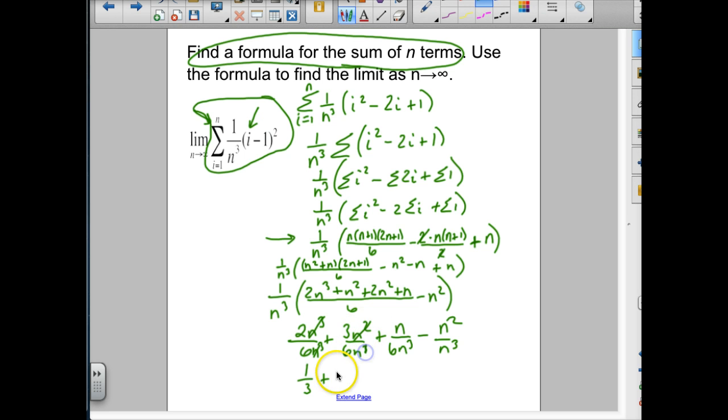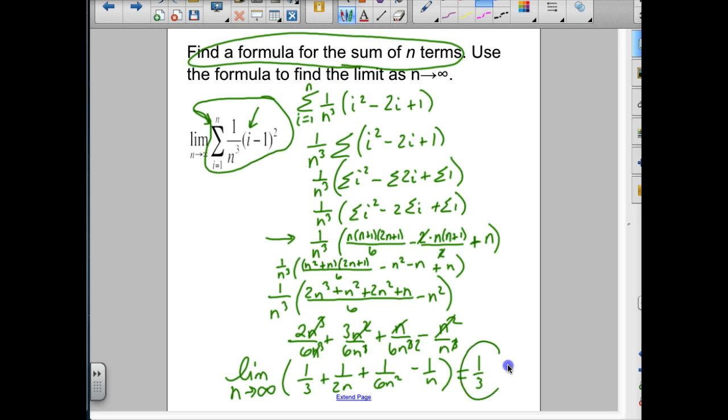Cancel 2 of those with 1 of those, I get 1 over 2n. Cancel 1 of those with 1 of those, I get 1 over 6n squared. And then cancel 2 of those with 1 of those, I get 1 over n. And now I have a simple formula of which I can just take the limit. It's all set up to take the limit as n approaches infinity. It will equal, remember the limit of a constant is 1/3. The limit of this as n approaches infinity is 0, another 0, another 0, so my limit is 1/3.